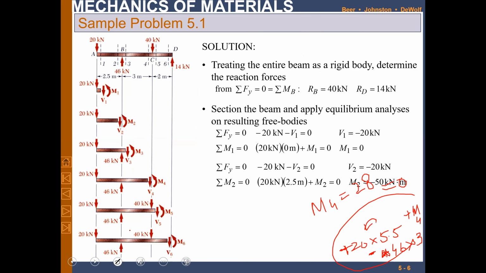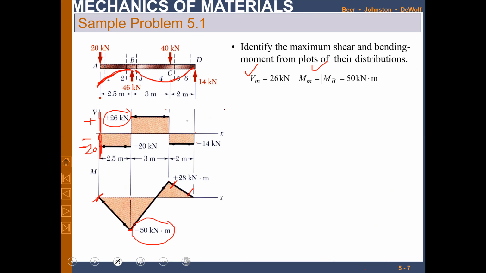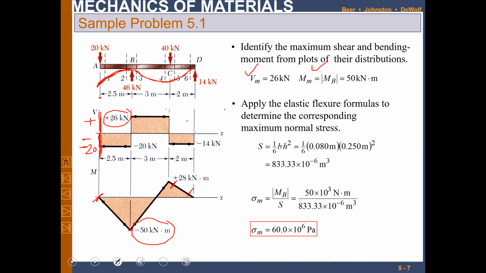B is given to us. This is B, this is H, and this is B. So section modulus can be calculated: 1 over 6 BH square, from chapter 4, sorry. And then sigma maximum will be M_B over section modulus, so the maximum normal stress will be 60 times 10 raised to power 6 Pascal.